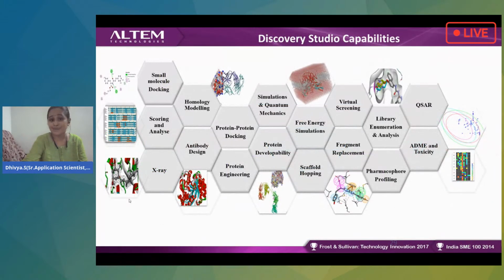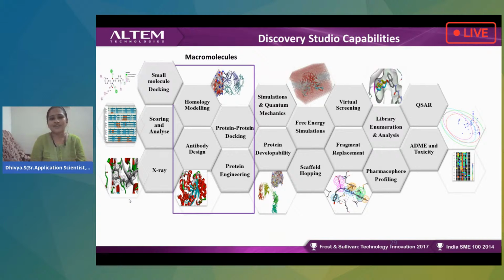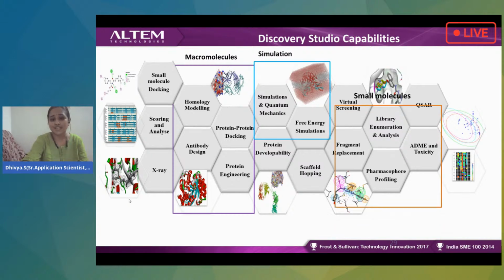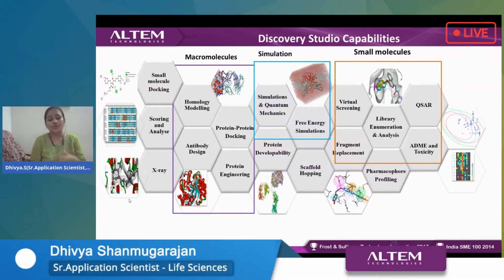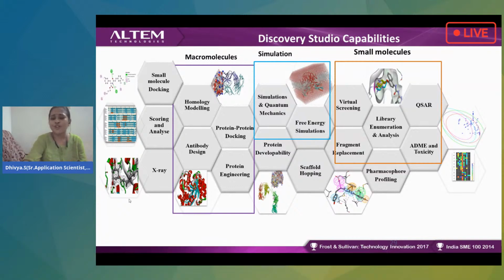So, what are the other capabilities of Discovery Studio? Discovery Studio has the capability of doing all these functions on a single platform, right from macromolecules to small molecules. You can do simulations, free energy perturbation, replacement, virtual screening, library enumeration using scaffold hopping technology or reaction-based technology, QSAR, 3D QSAR technology, PK model, ADMET screening, pharmacophore profiling, and moreover interaction pharmacophore generation. All these things are in one platform solution.